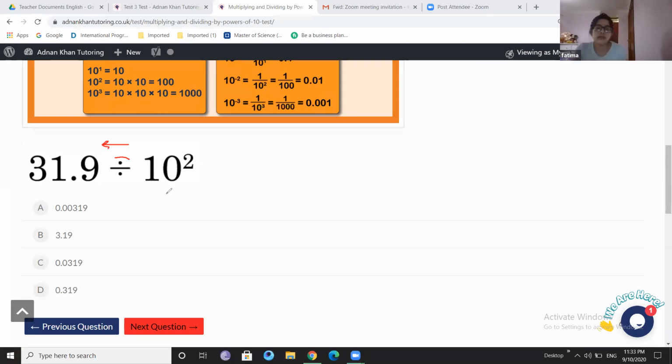So this point will be towards the left. How many points? 10 raised to power 2. So this can be written as 100 because it has 2 zeros. So 1 and 2, this will go from here to here. It will be 0.319. So D is the right answer. Very nice.